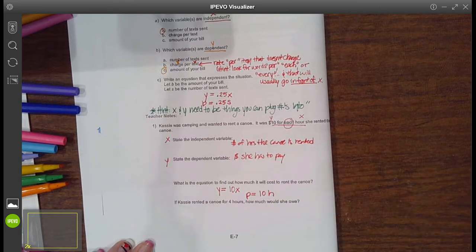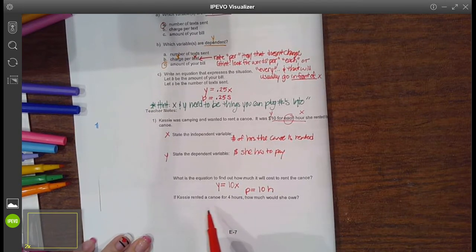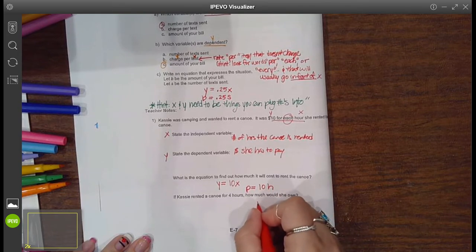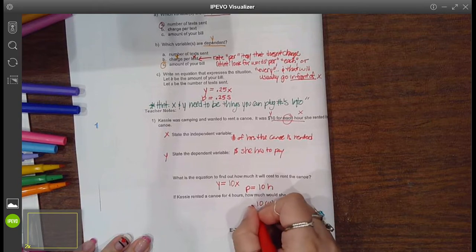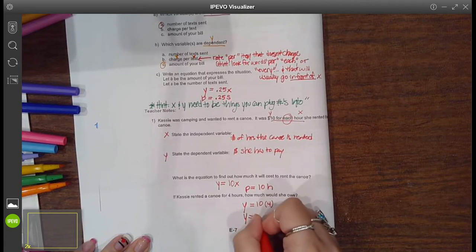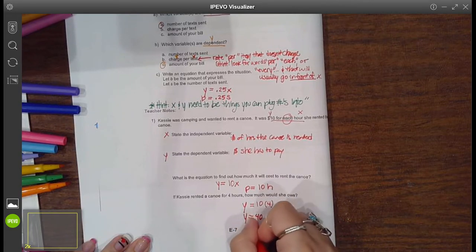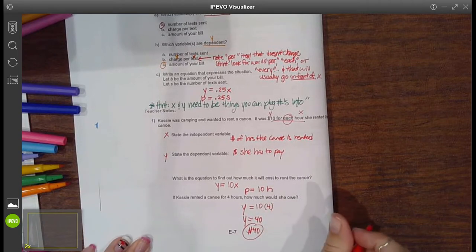And then they're going to actually ask you to solve some problems. Now that you have your equation, if she rented the canoe for 4 hours, how much would she owe? So I'm going to plug in for your h or x 4 hours, and that's going to tell me how much money I have to pay. Well, 10 times 4 is 40. So you would have to pay $40 if you rented the canoe for 4 hours.